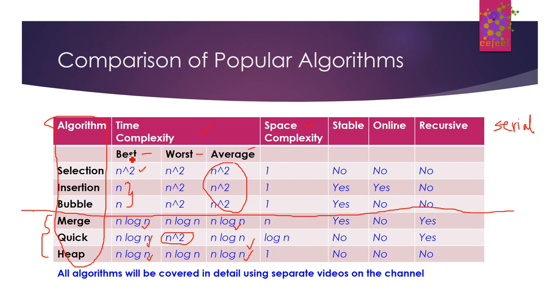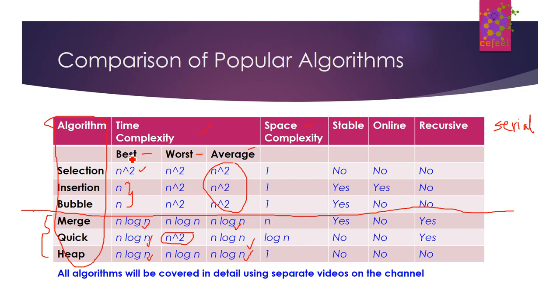Now in this case, the worst may not be unsorted data, but the worst performance is when data is in some format in which quick sort performs very badly. We will see that in detail in the quick sort video. So notice the time complexity. Roughly we can say that the below three algorithms perform in n log n time, the upper three algorithms perform in n square time.